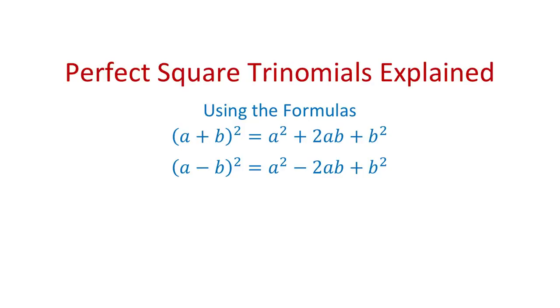In this video we will talk about perfect square trinomials and we will use the formulas (a + b)² = a² + 2ab + b² and (a − b)² = a² − 2ab + b². So what is a perfect square trinomial? A perfect square trinomial is obtained by raising a binomial to the second power.